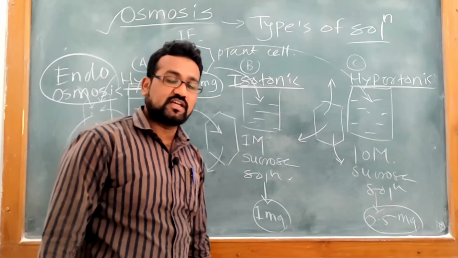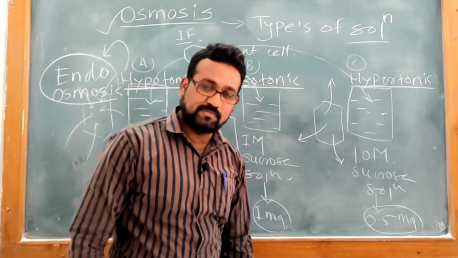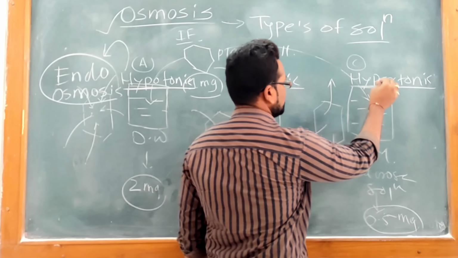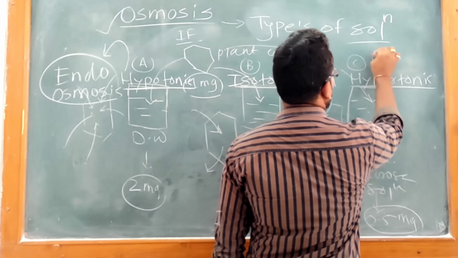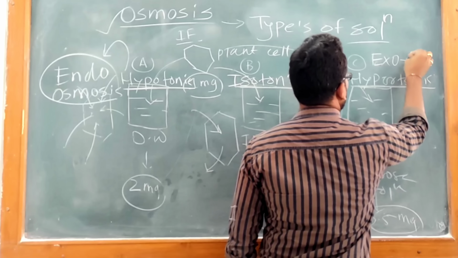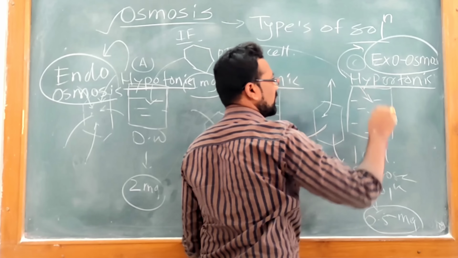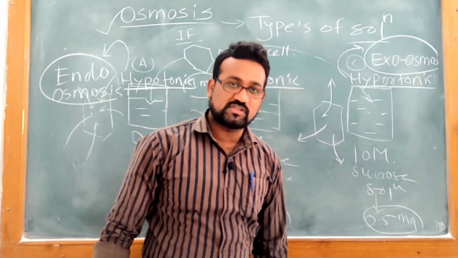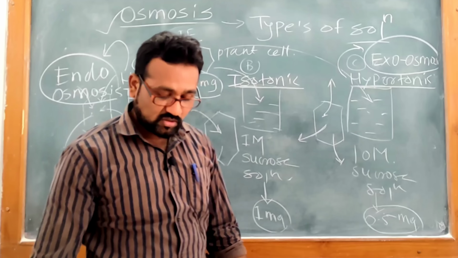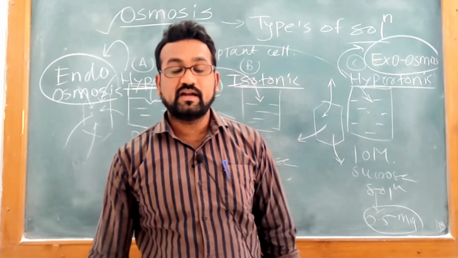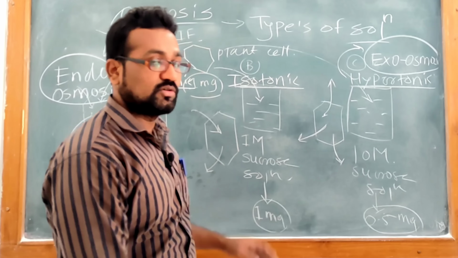In hypotonic solution, endosmosis takes place. In hypertonic solution, water from the cell is going outside, that's why it is known as exosmosis. The hypertonic solution is causing exosmosis, hypotonic solution causing endosmosis. Isotonic solution does not show any further different types of endo or exosmosis. You can say simultaneously endo and exosmosis take place in isotonic solution.